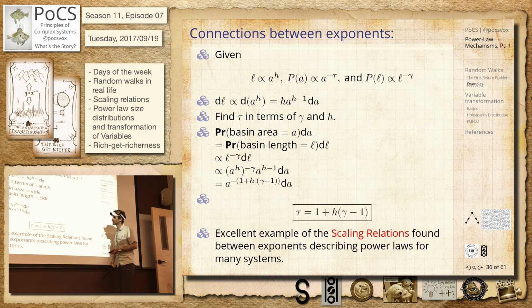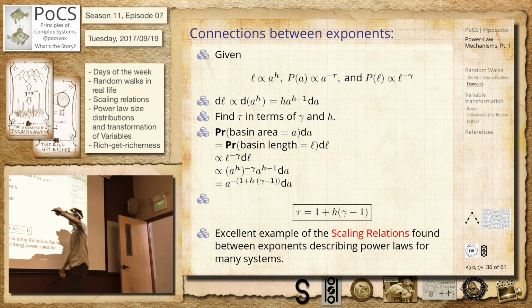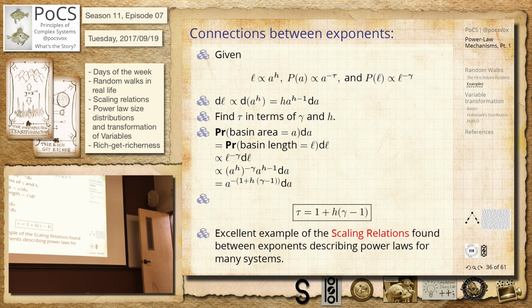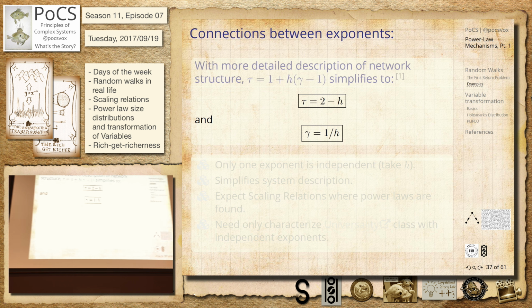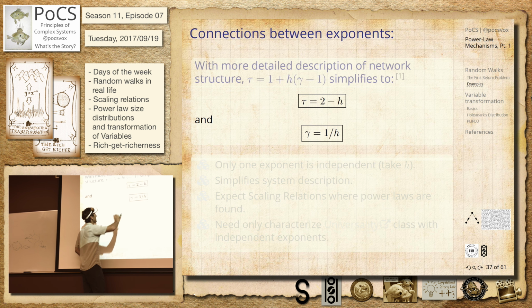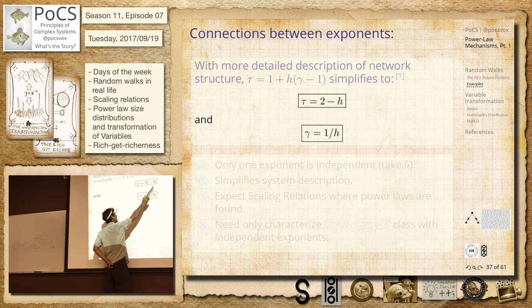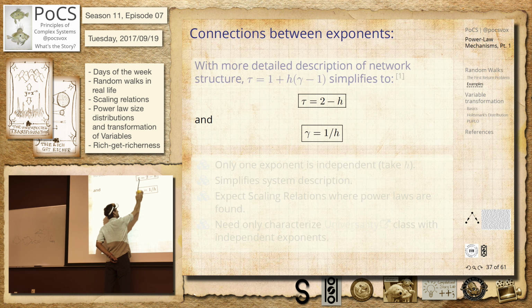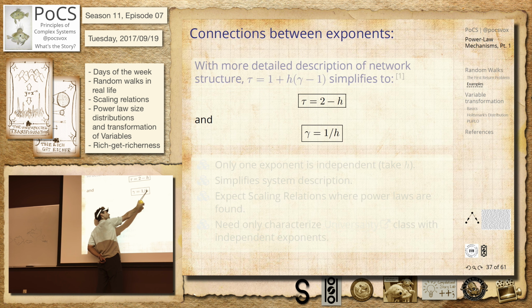And it turns out that in fact, with more work, which we're not going to do here, I just want to show you the story, that this is true, that it collapses more. So this tau is 2 minus h, so this is the area exponent, the length exponent is just a flip. So again, for the Scheidegger one, this was 2/3. 2/3 flipped over gives you 3/2, 2 minus 2/3 is 4/3.